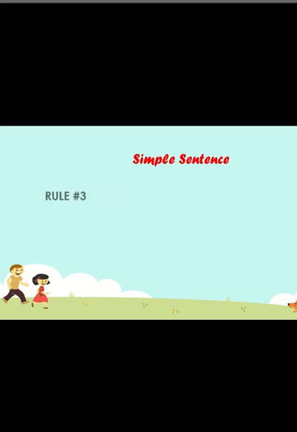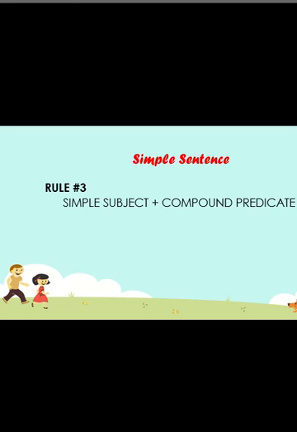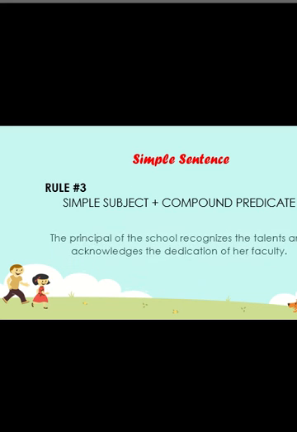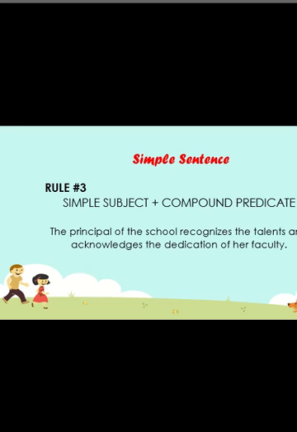Let's move on with the third rule, that is simple subject plus compound predicate. Meaning, we only have one subject and we have two or more predicates. That is, we have compound predicate. So let's have this first example. The principal of the school recognizes the talents and acknowledges the dedication of her faculty.